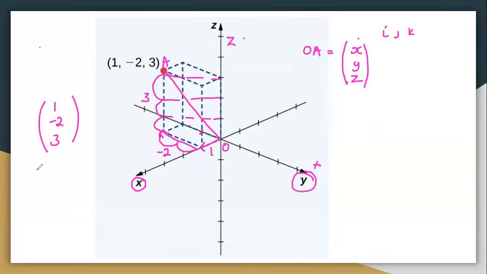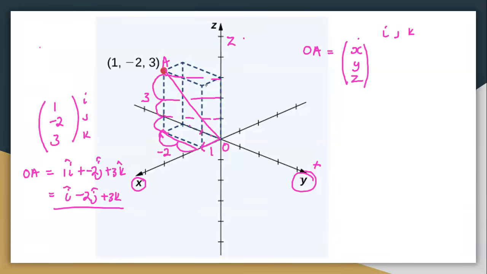In case you want to write it in the ij notation, remember, this is your i, this is the j, and this is the k. So you can write O to A as 1i plus -2j, then plus 3k. But there is no problem ignoring the 1 and writing just i. There is no problem writing it as -2j, and no problem writing 3k the way it is. That is very okay. Now, this is how we write when we are in 3 dimensions.